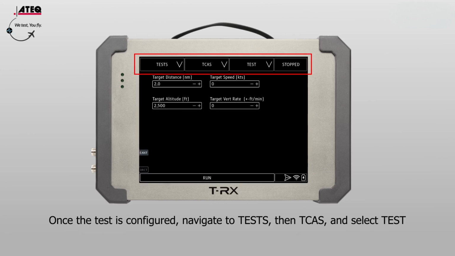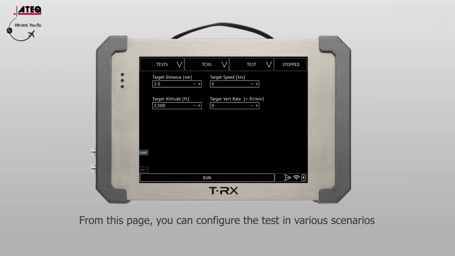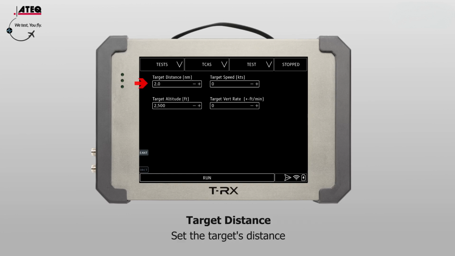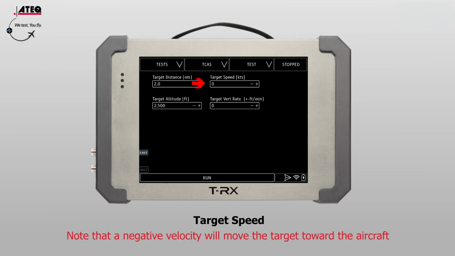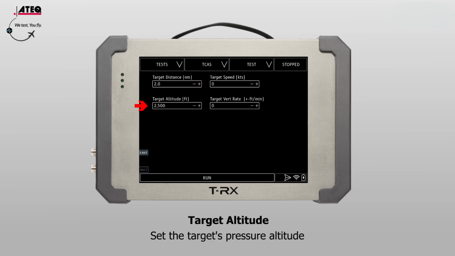Once the test is configured, navigate to Tests, then TCAS, and select Test. From this page, you can configure the test in various scenarios. Set the target's distance. Select the target's velocity. Note that a negative velocity will move the target toward the aircraft. Set the target's pressure altitude. And select the target's vertical rate.